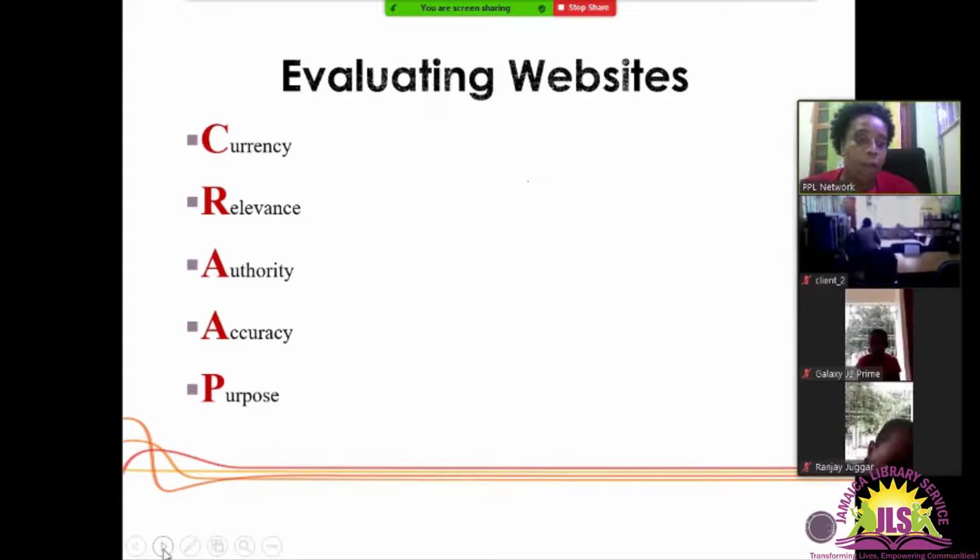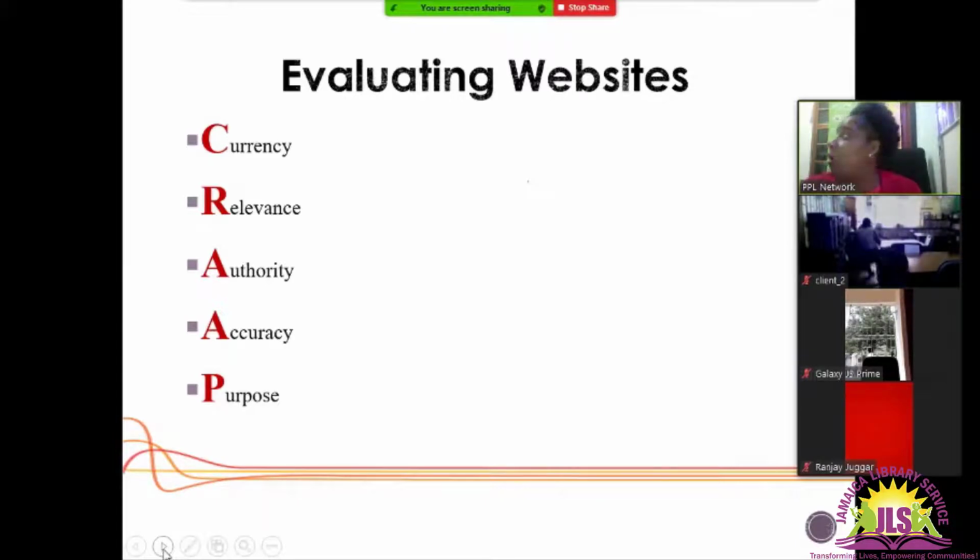Relevance. How relevant is the information that is on the website or in the article to you? So if you need to find out something about COVID-19 and when you click on the link, it takes you to something that has nothing to do with COVID-19, then it is not relevant. So you have to look at what is in your article or what is on your website.